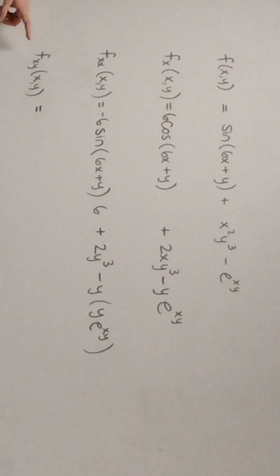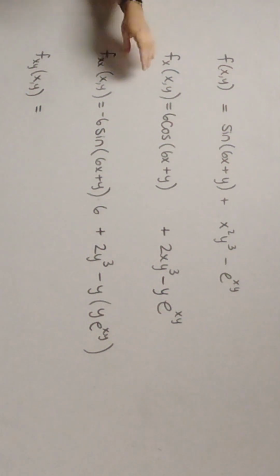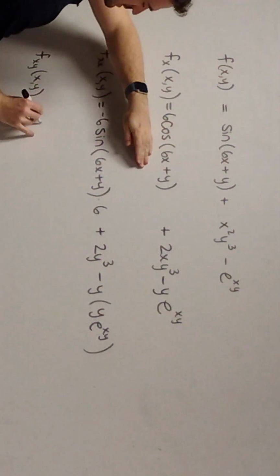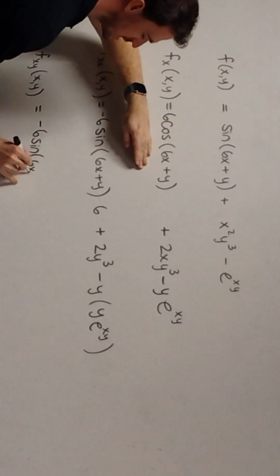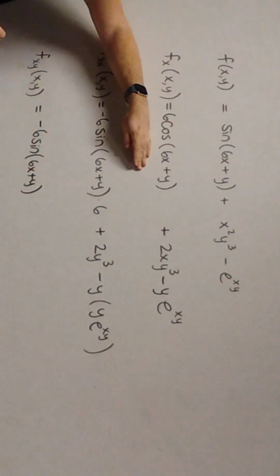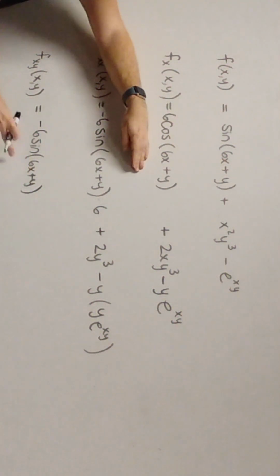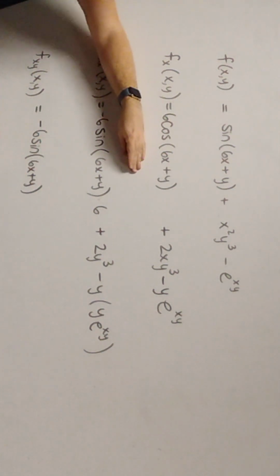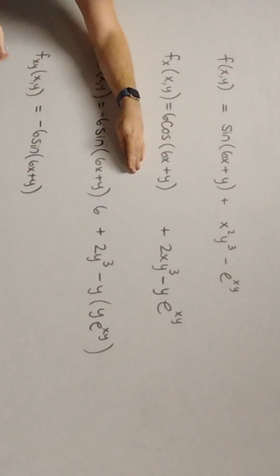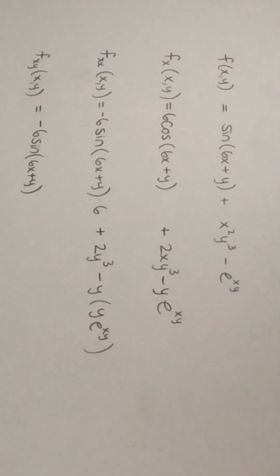Partial derivative with respect to x, grab this one, and now take the derivative with respect to y. That'll be -6 sine of, keep the inside the same, times what is the derivative of the inside with respect to y? Just a 1. Coefficient here is 1, 6x is a constant.